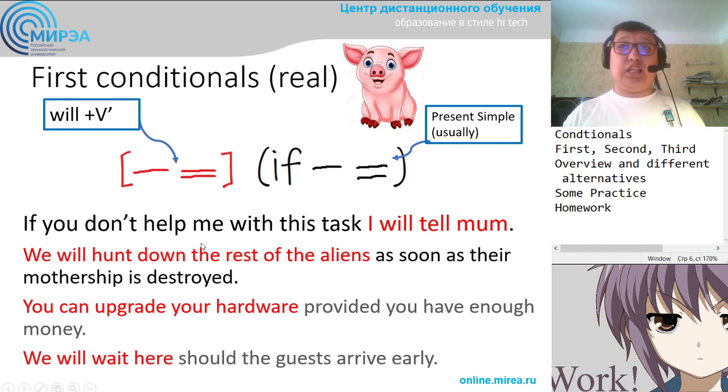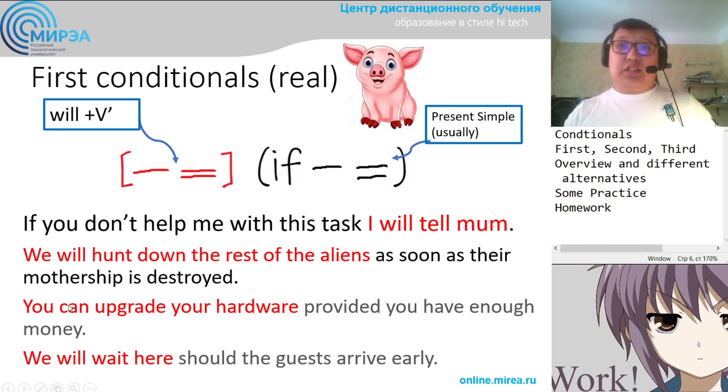So then instead of if here in the if part, we can use some other words and expressions. It's not only about the first condition, any kind of conditional. For example, as soon as is a good alternative. And we could say, like, we will hunt down the rest of the aliens as soon as the mothership is destroyed. So as you can see, it works the same way. We have future simple here, will hunt, and we have present simple here, is destroyed. It's passive, but present simple is present simple.